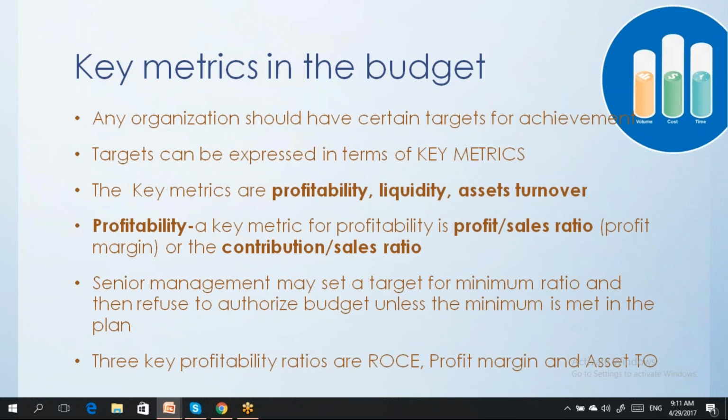So basically the three ratios are very important: profitability, return on capital, profit margin, and asset turnover. And I think we discussed this one earlier. Return on capital is equivalent to profit margin times asset turnover. So every company should be trying to improve the ROCE. The way to improve ROCE is to increase the profit margin.